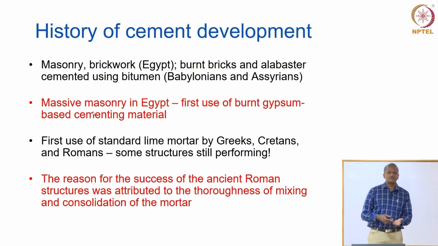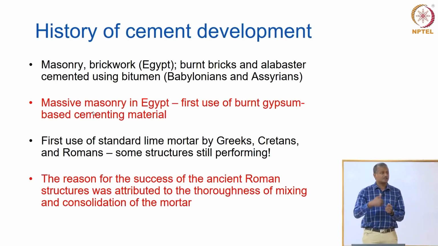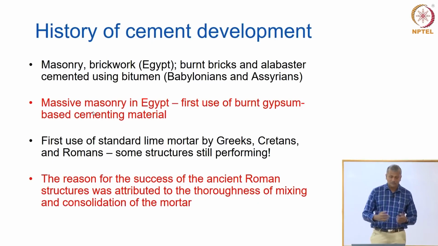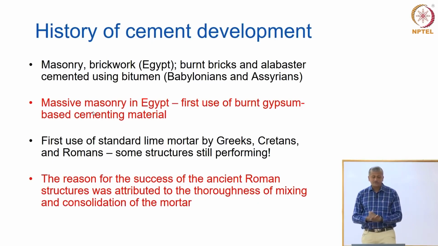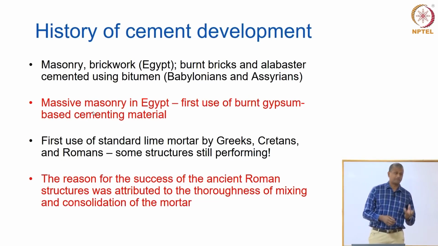The only problem with gypsum is it is not highly resistant to moisture. When rain falls on gypsum, it will slowly erode away the gypsum and dissolve it away, because of which the binding properties may get reduced with respect to time. Later on, of course, people started realizing that the best quality binding could be obtained by using lime.